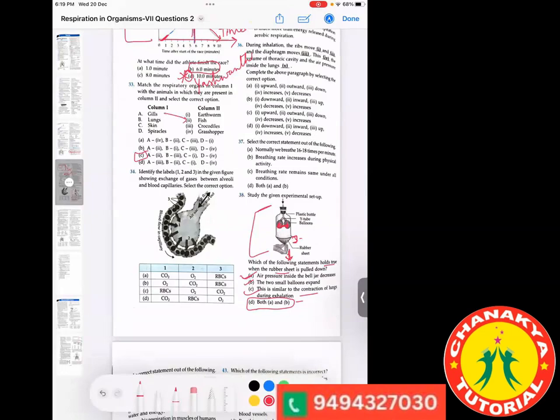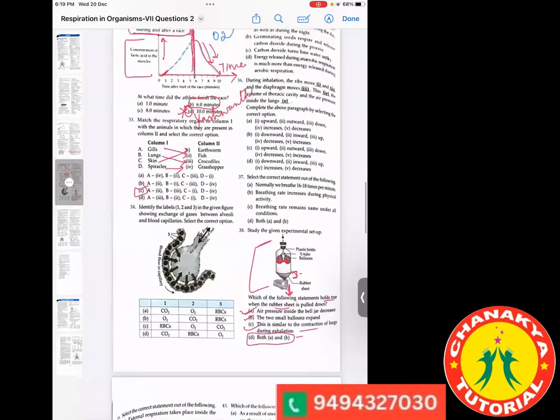They will be respiring through that. The lungs will be with the crocodile. The skin will be for the earthworm, and the spiracles will be for the grasshopper. They are the respiratory organs of them. Correct. Now, question number 34. Okay, ma'am. Yashwant, you read it and give the answer.